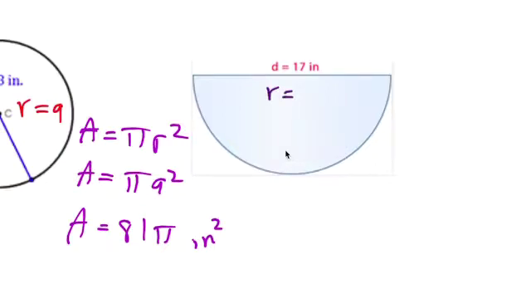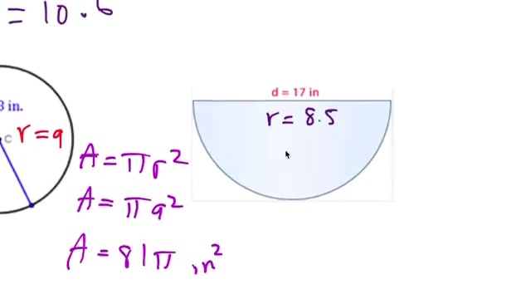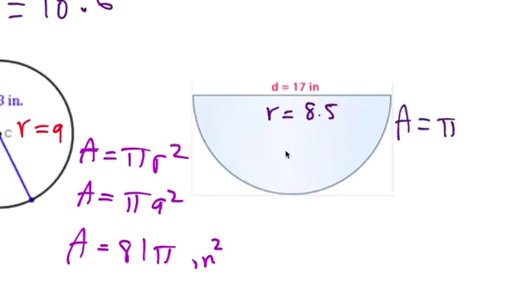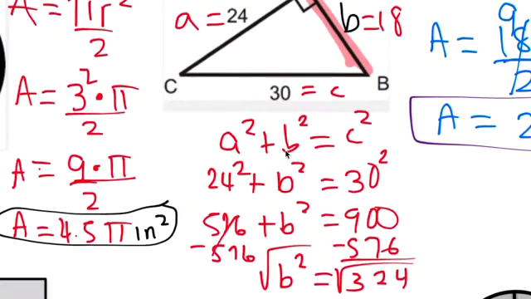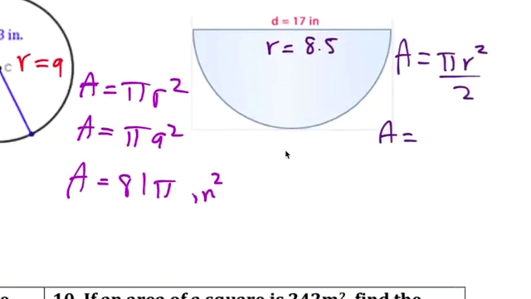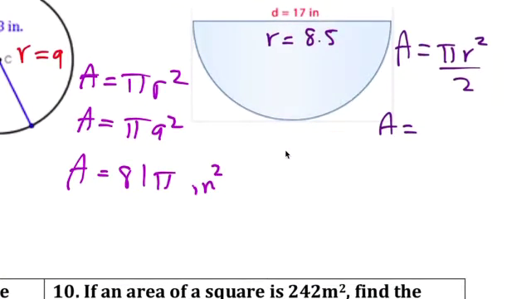Radius is 8.5, so area is pi r squared divided by 2 because it's half a circle. So area equals, I need a calculator for 8.5 squared, right? 8.5 times 8.5. So 8.5 squared times pi divided by 2.